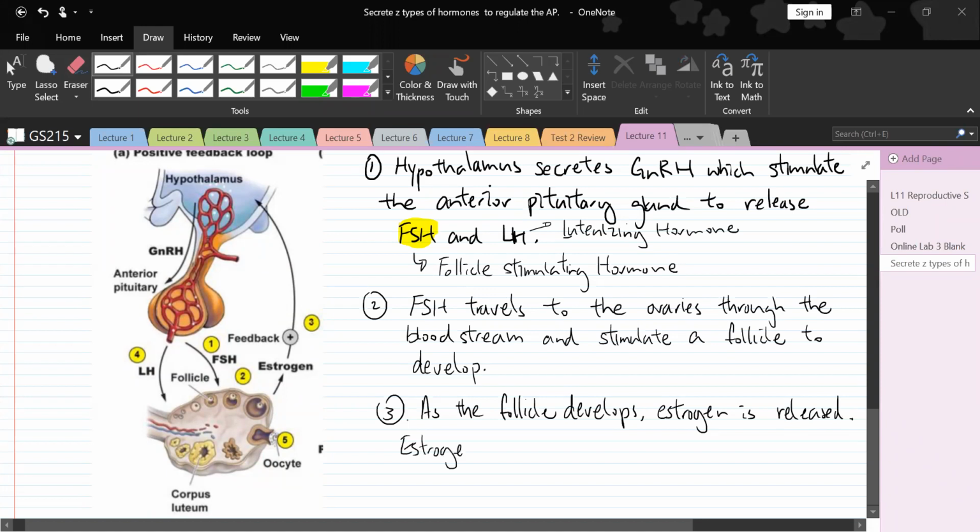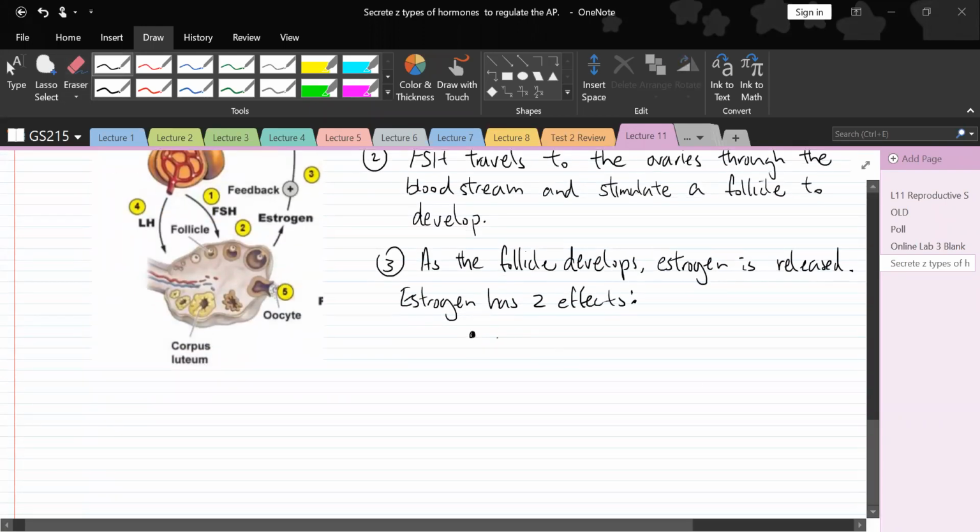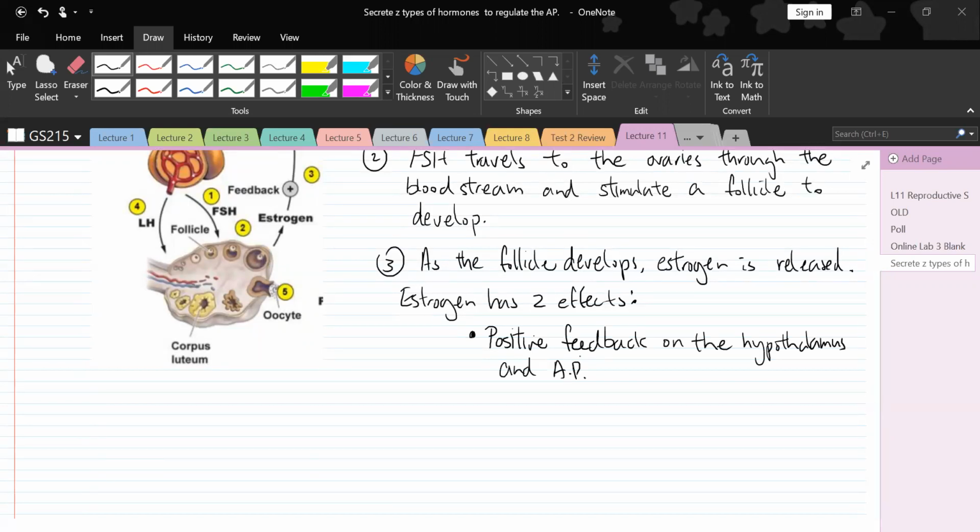Estrogen has two effects. Number one, it will have positive feedback on the hypothalamus and anterior pituitary gland. A positive feedback is something that will exaggerate the original event.